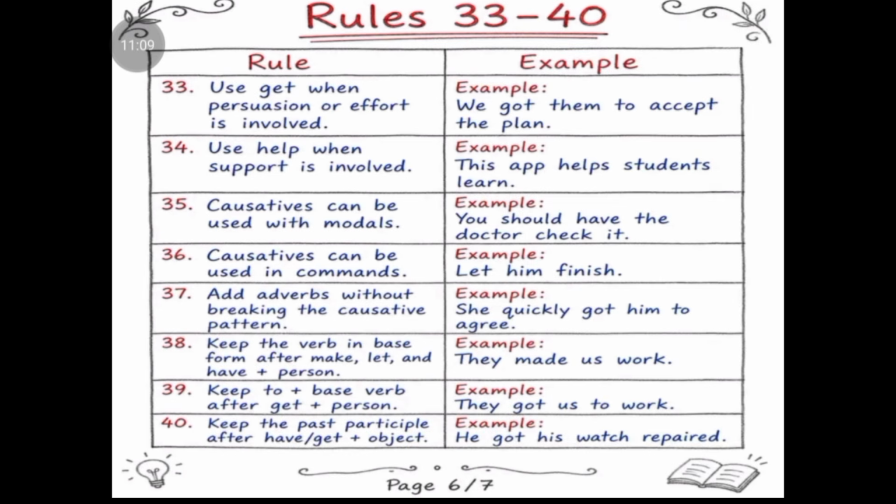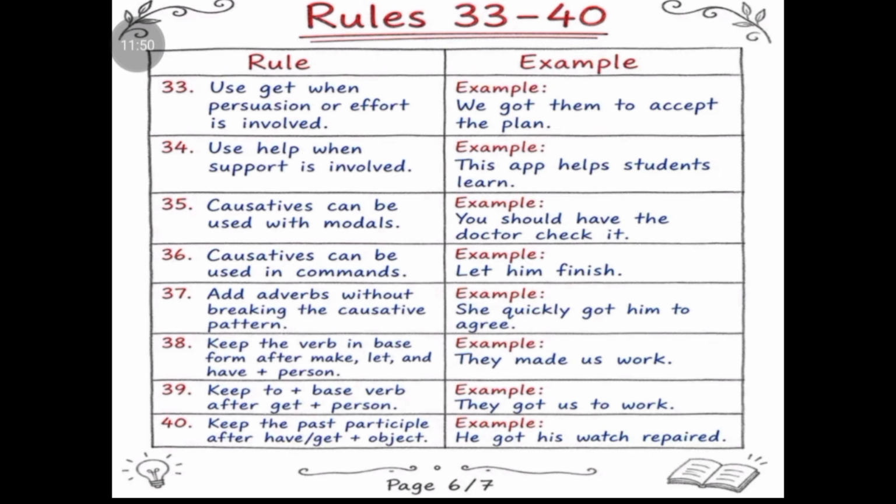And then rule number 7 says, add adverbs without breaking the causative pattern. She quickly got him to agree. Remember, the pattern for this sentence should be get plus person plus to plus base form. So agree is the base form. So that means if you use adverbs, for example, the adverb there is quickly, you should not break the pattern so that it becomes grammatically correct.